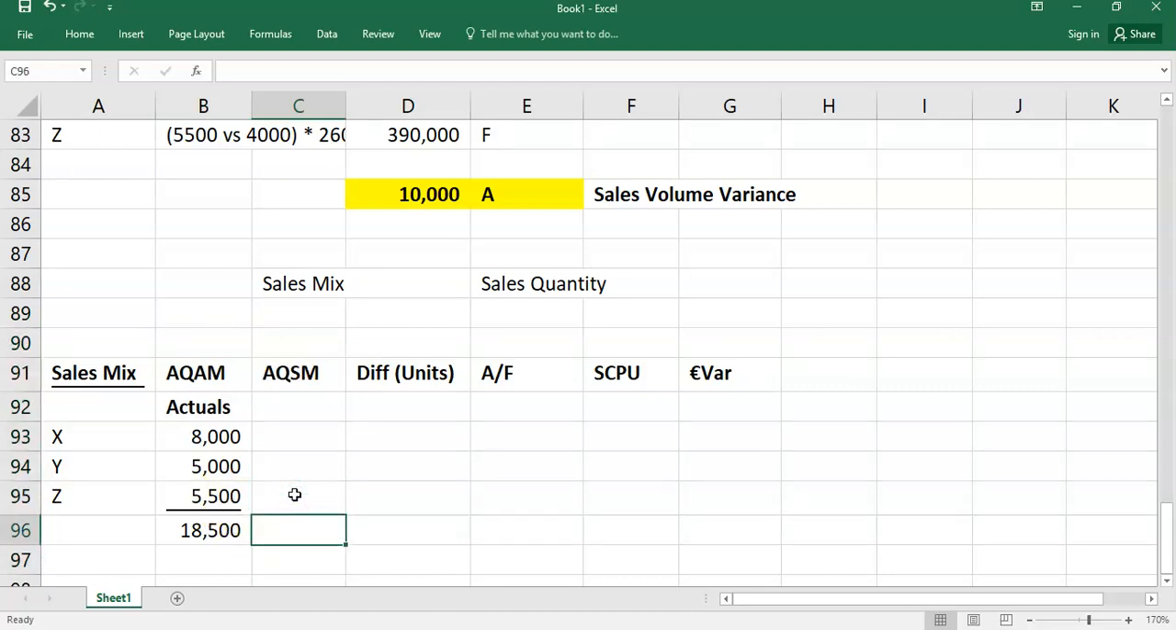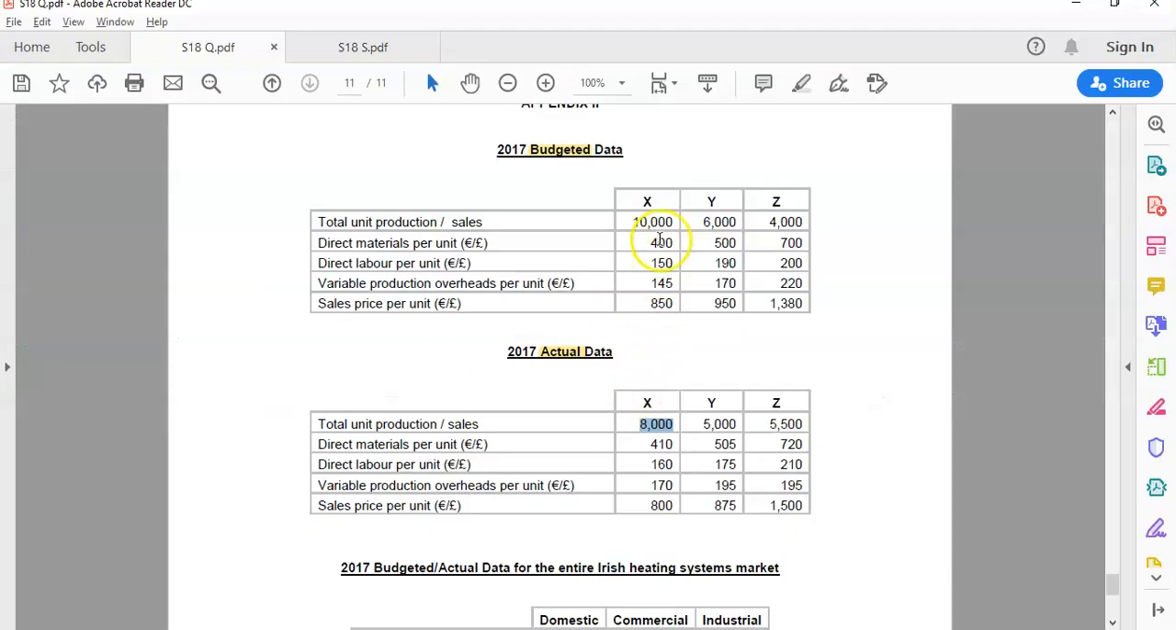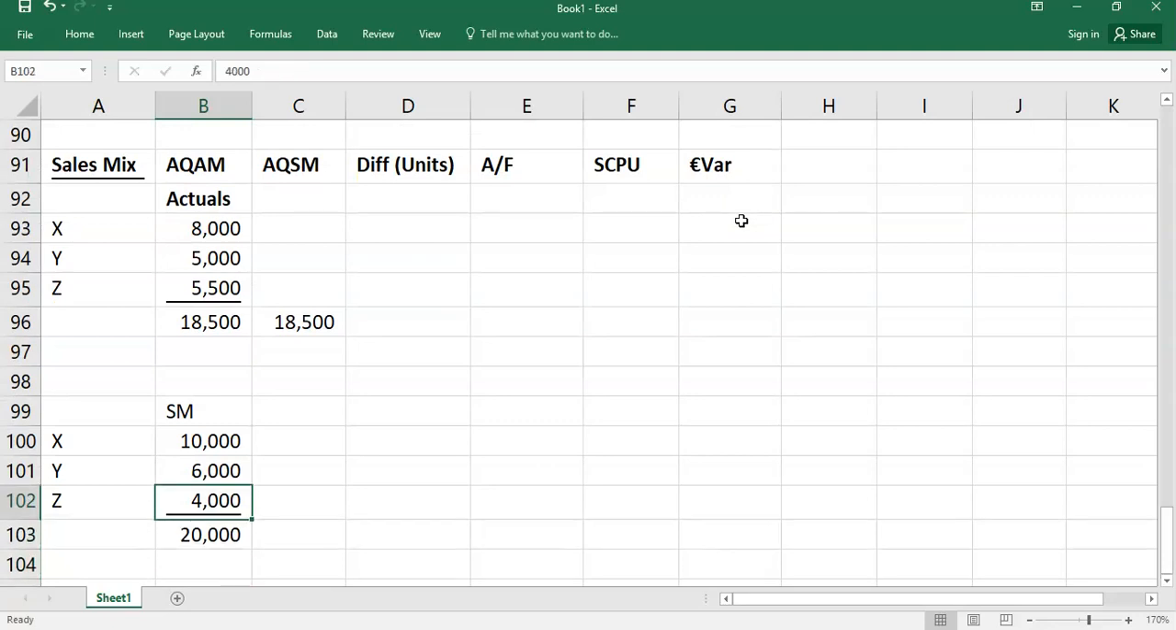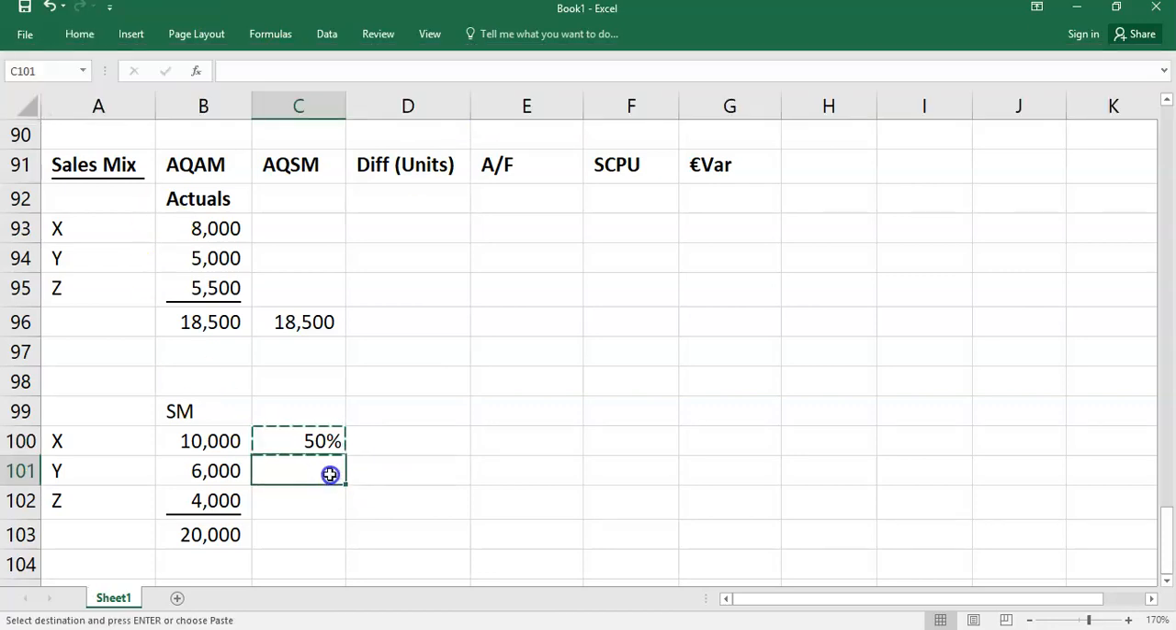The second thing you're doing is you're getting AQ 18.5, but what you want to know now is what would the sales mix have looked like if we had held SM, SM being the standard sales mix. So SM here for X, Y, and Z is based on the budget. You expected to sell 10,000 of X, you expected to sell 6,000 of Y, and 4,000 of Z. So overall sales expected to be 20, which clearly we're below, so that'll be covered in the sales quantity variance in a second. But 50% was the mix. You expected to get 50% of X of the total. You expected 6 over 20 is 30% of Y, and 4 over 20 is 20% of Z.